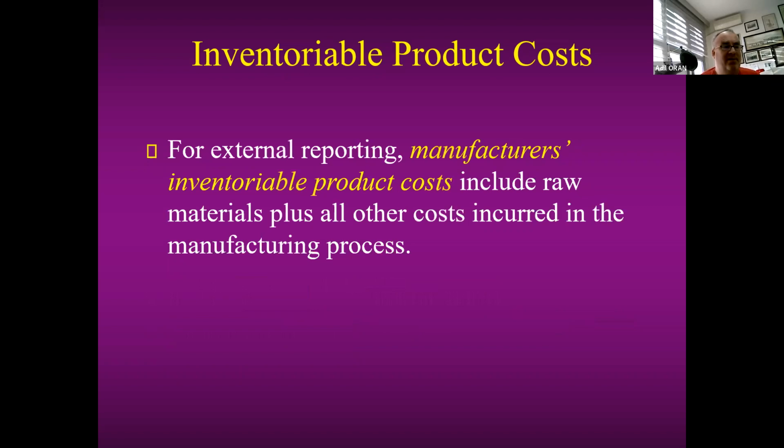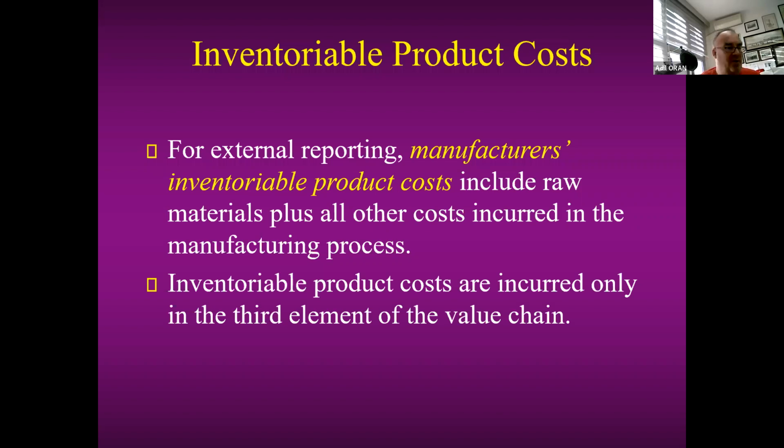Okay, manufacturers' inventoriable product costs are a little more complicated. So how much did you pay for the raw materials? How much did you spend to convert those raw materials into finished products? So all of the costs incurred in the manufacturing process basically can or should become part of the inventory and end up in the balance sheet.